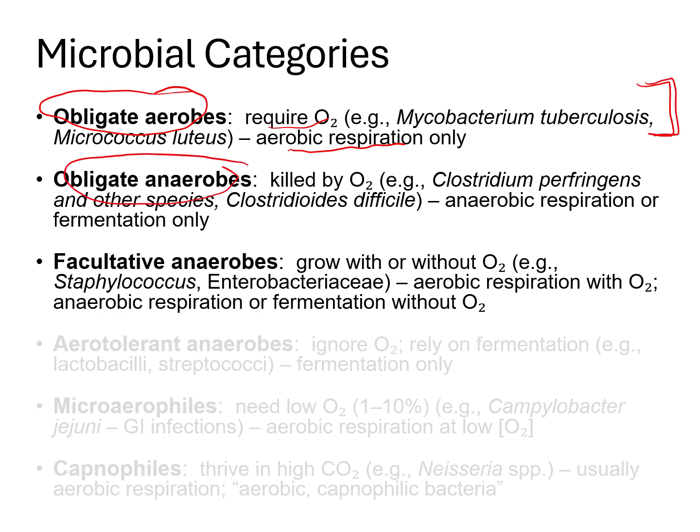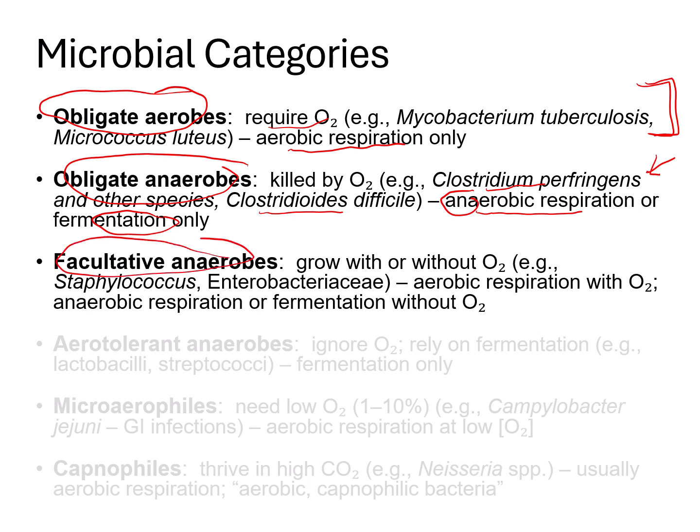Obligate anaerobes are the opposite. They are killed by oxygen, right? They lack those enzymes to get rid of those reactive oxygen species. They will only grow at the bottom of a thioglycolate tube. So they perform anaerobic respiration or fermentation, no aerobic respiration. And examples include those endospore-producing species, such as Clostridium or Clostridioides.